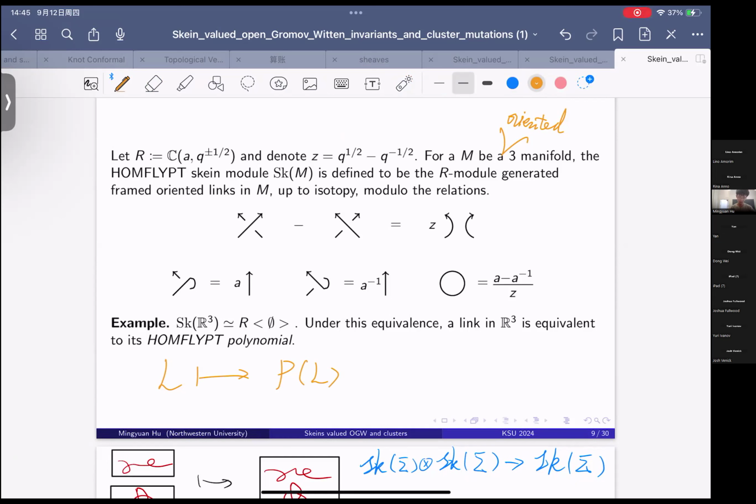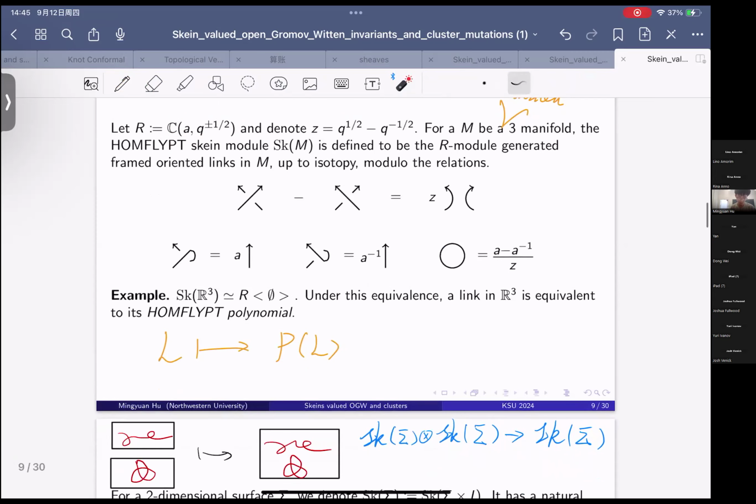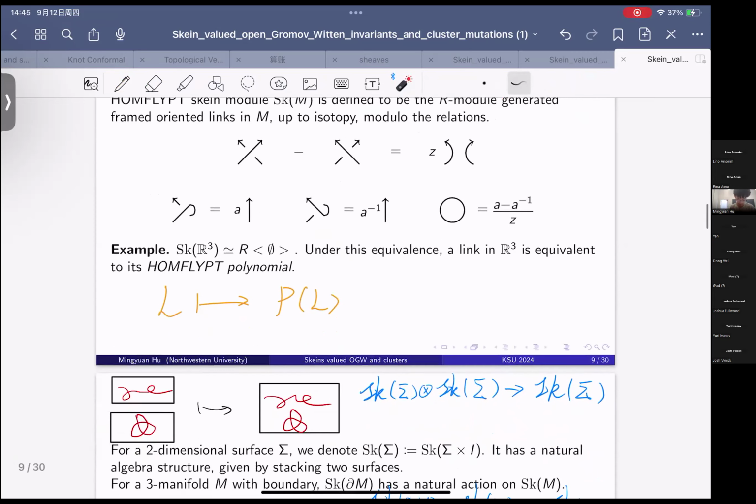Notice that there are actually two variables here. After some change of variables, this will recover Jones polynomial. So this is sort of the most general polynomial knot invariant.